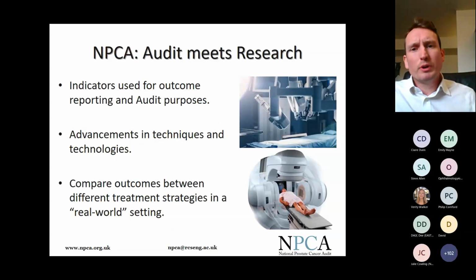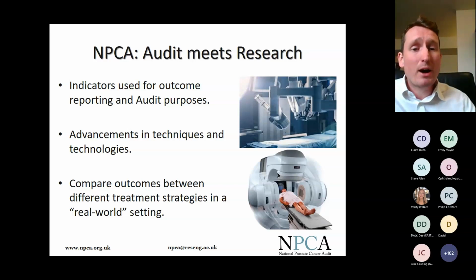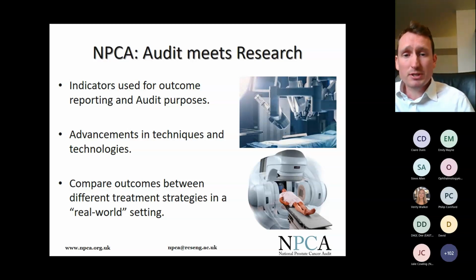Moving on to talk a little bit about how these indicators have been used in research. Over the last 5, 10, 15 years, there have been huge advancements in techniques and technologies used in both radiotherapy and surgery. So the data we have has really allowed us to compare outcomes between different treatment strategies, and that's specifically in a real world setting, so outside the tight constraints of a clinical trial.